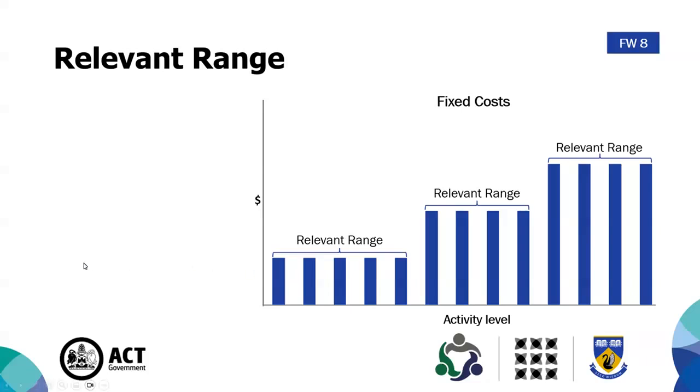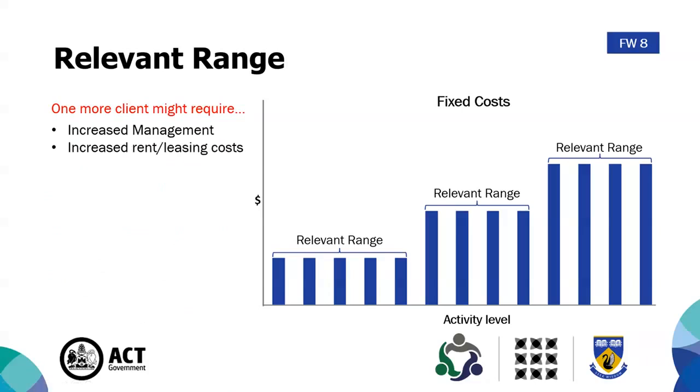To that extent, it's important to remember that one more client might require you to have an increase in management capacity. You might have increased rent and leasing costs. You might have increased staffing ratios, and you might have more motor vehicles. Regulatory arrangements about staffing ratios impact this, say in the case of childcare. Leasing costs, regulatory costs, more motor vehicles all add to the overhead cost of the organisation, but you're not necessarily getting the income that you need.